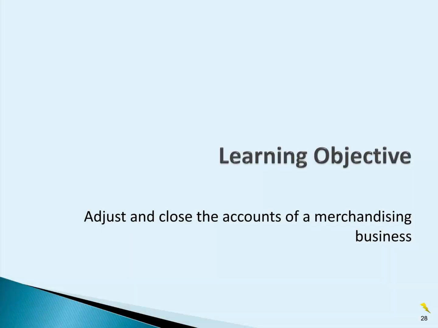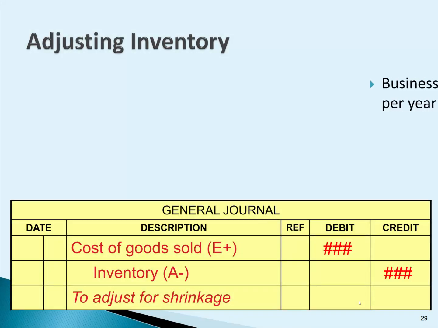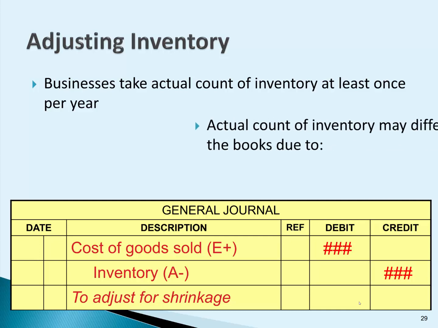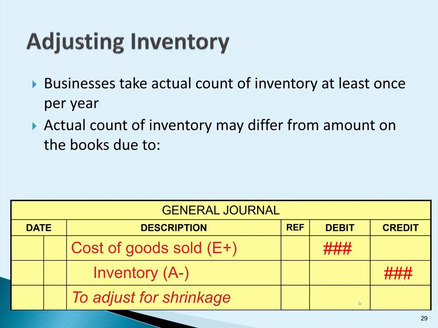The next learning objective is to adjust and close the accounts of a merchandising business. So even though we're working with the perpetual inventory system, which means we are perpetually, or always, updating inventory, we still need to count inventory at the end of the year, at least once a year. So why must we do this if we're already keeping track of inventory every time we purchase it and sell it?